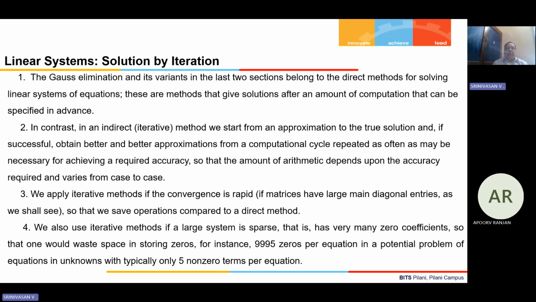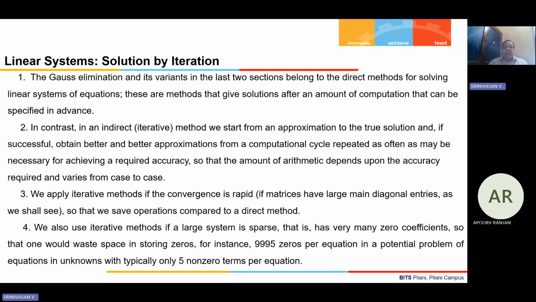We apply iterative methods if the convergence is rapid. If matrices have large main diagonal entries, as we shall see, we save operations compared to a direct method. So the convergence here is nothing but this: for example, in the first iteration you will have the x1 value 1.3, and then in the second iteration it is 1.7. There will be a jump, 1.3, 1.7. Practically, it is not that much of a difference.